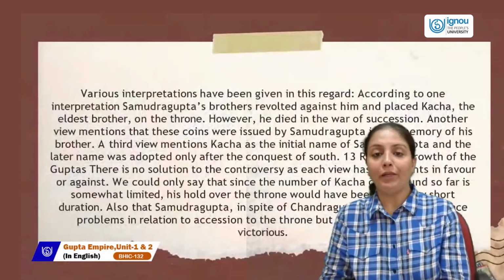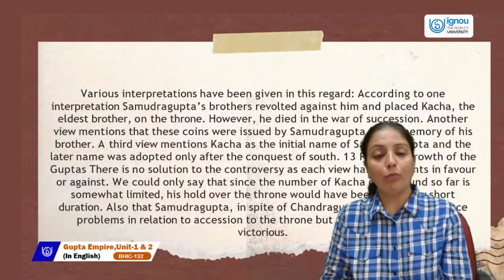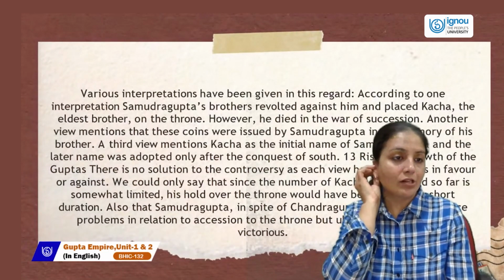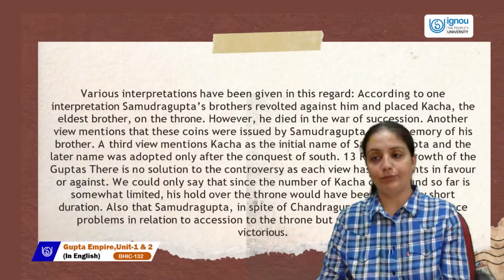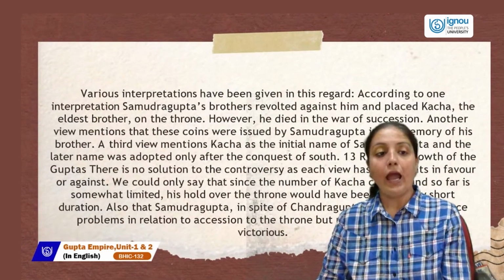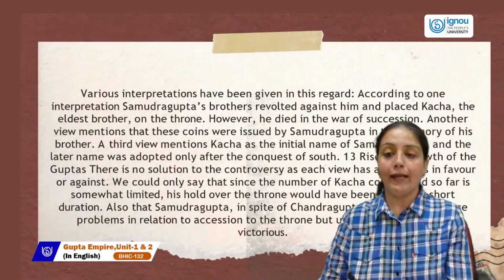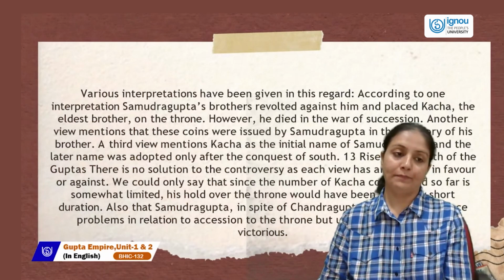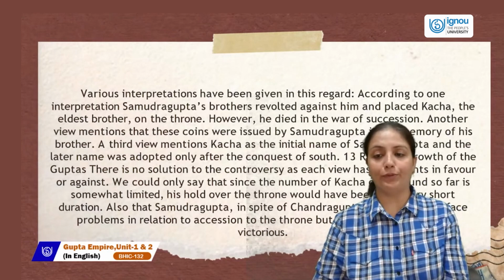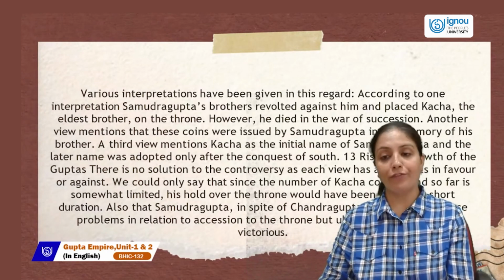Various interpretations have been given in this regard. According to one interpretation, Samudragupta's brothers revolted against him and placed Kacha, the eldest brother, on the throne. However, he died in the War of Succession. Another view mentions that these coins were issued by Samudragupta in memory of his brother. A third view mentions Kacha as the initial name of Samudragupta, and the later name was adopted only after the conquest of the South.